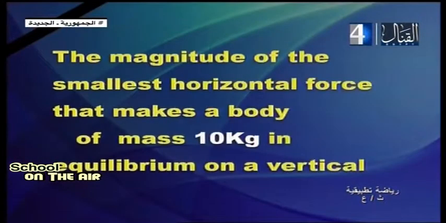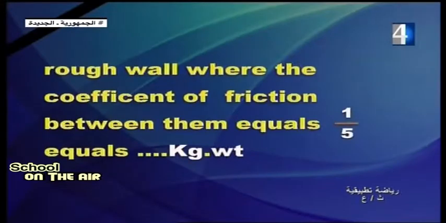Now we translate to another example. The magnitude of the smallest horizontal force that makes a body of mass 10 kg in equilibrium on a vertical rough wall, where the coefficient of friction between them equals 1/5, equals what? Kilogram weight. Choose the correct answer: 20, 30, 40 or 50.